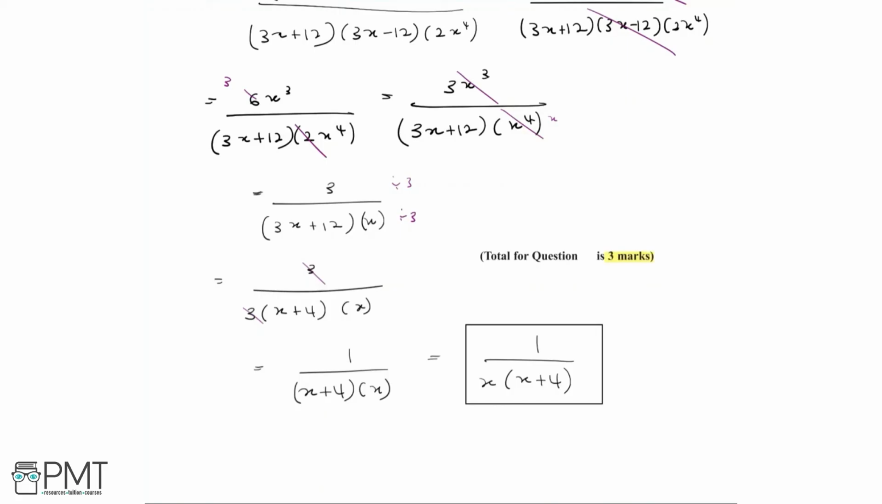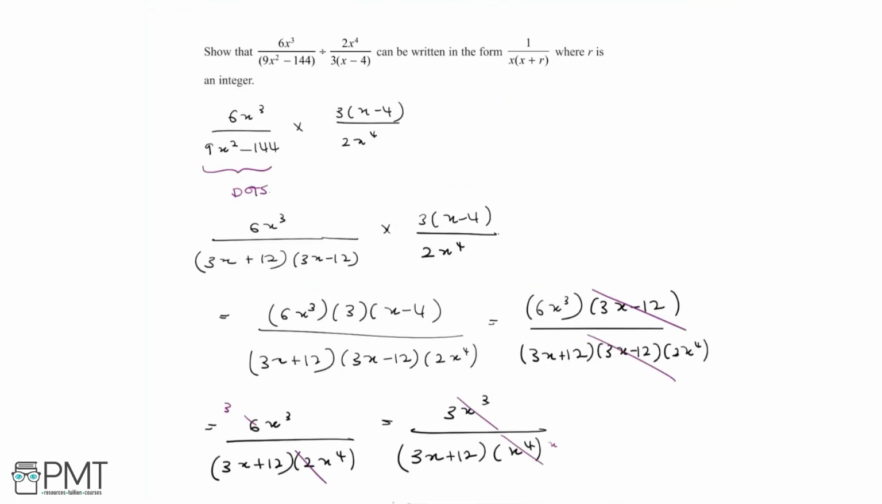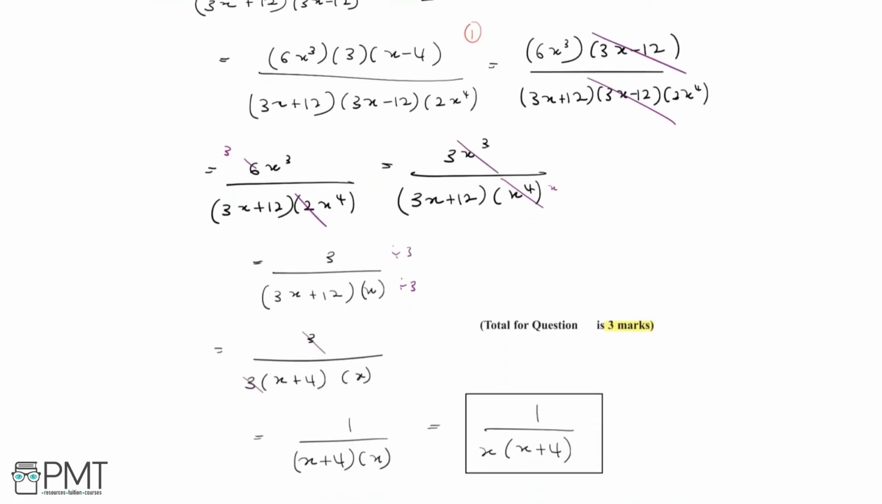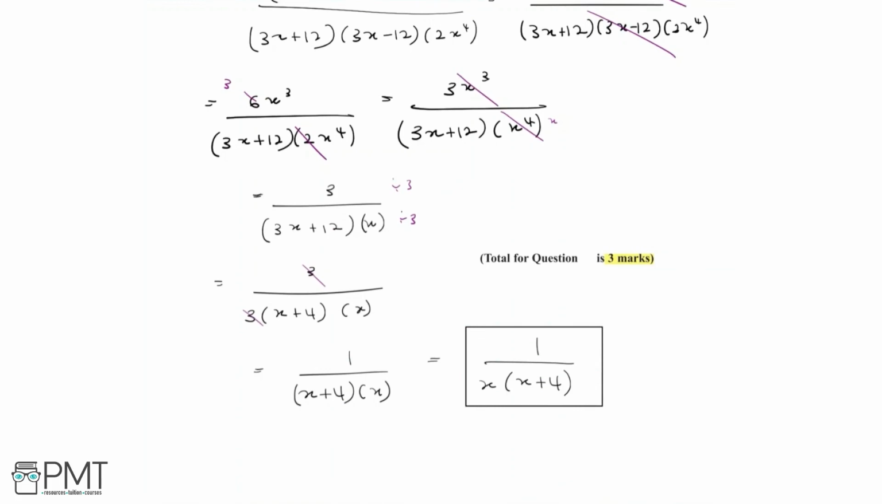Now this question is worth 3 marks. We get the first mark for inverting the fraction on the right hand side and changing the divide sign into a multiplication sign. We get the second mark for recognising the difference of two squares and for converting 9x squared minus 144 into 3x plus 12 multiplied by 3x minus 12. And we get a third mark for continuing to factorise and cancel out until we ended up with the final answer of 1 over x multiplied by x plus 4, allowing us to get the full 3 marks needed in this question.